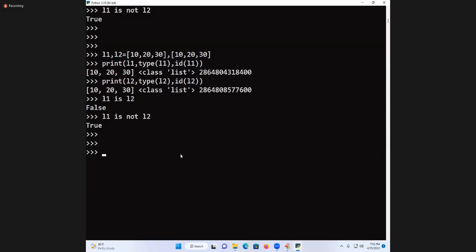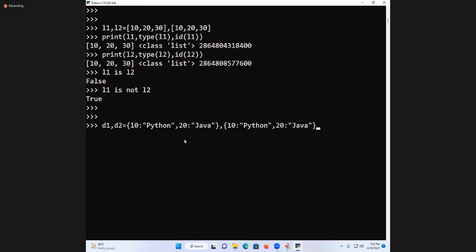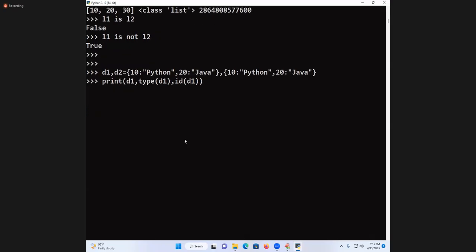Last and final. D1, D2 is equal to 10 colon Python, 20 colon Java. I will take the same thing again, like this. What is the answer now? Print of D1, type of D1. What is the answer?